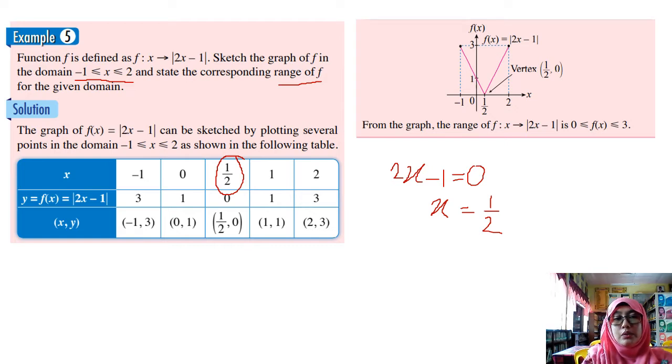Okay, 0. Masukkan 0 dekat sini. Kamu akan dapat modulus negative 1. Disebabkan tanda modulus ni, jawapan kamu mesti ambil positif. So kamu kena tukar jadi number 1.